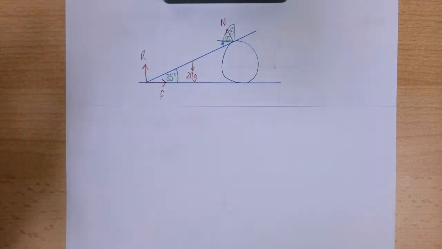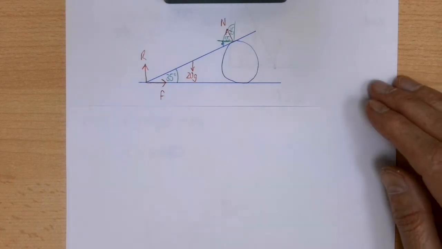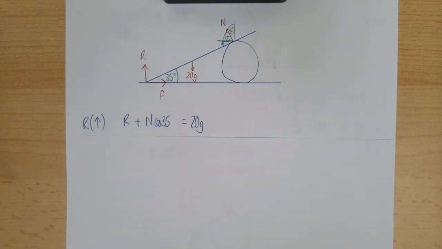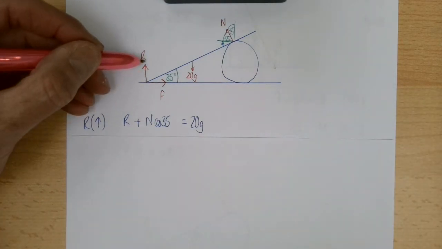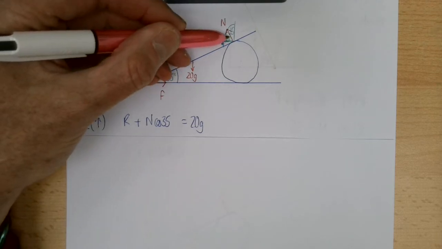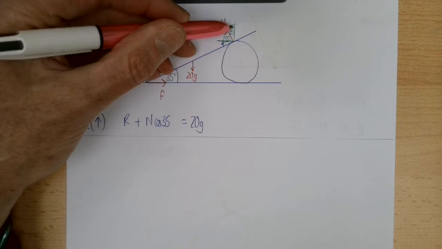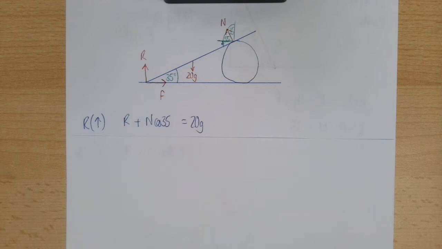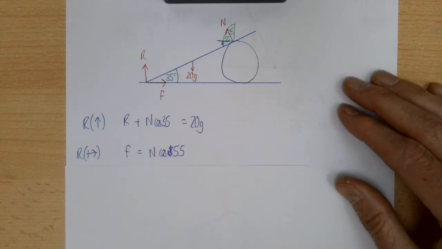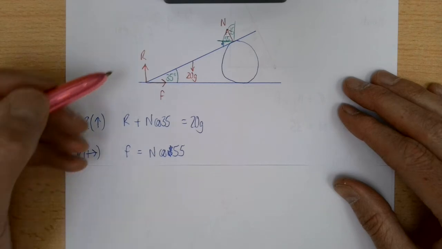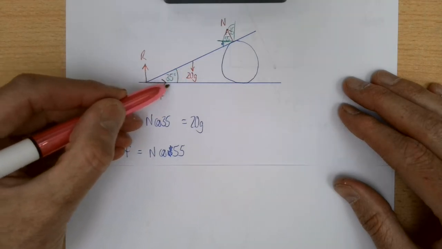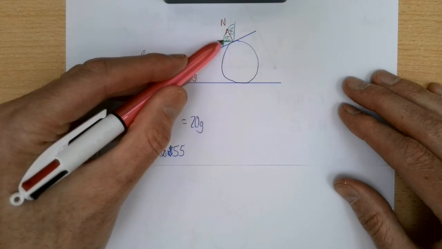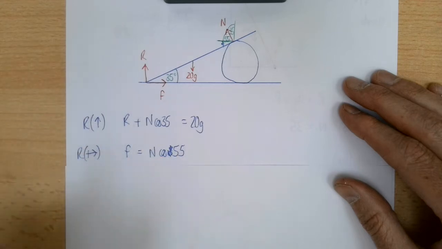So let's go through those 3 steps. So firstly, let's resolve vertically. A little bit more complicated this time, because we've got that going vertically, but this force isn't vertical. So I've got to do N cos 35 to get the vertical component of it. So they're both going up, and 20g is coming down. Similarly, a bit more complicated with the horizontal resolving. Can ignore that and can ignore that. This is going one way, and this is not going horizontally, so I've got to do the horizontal component of that, which is N cos 55.